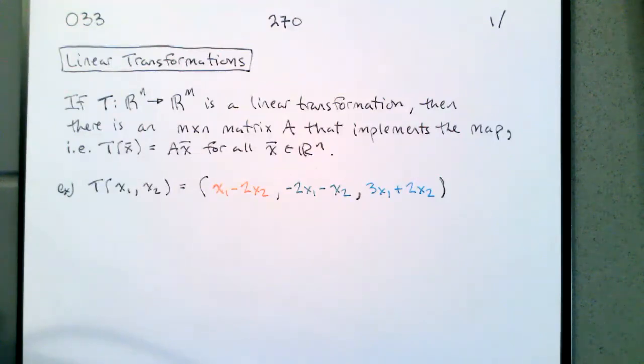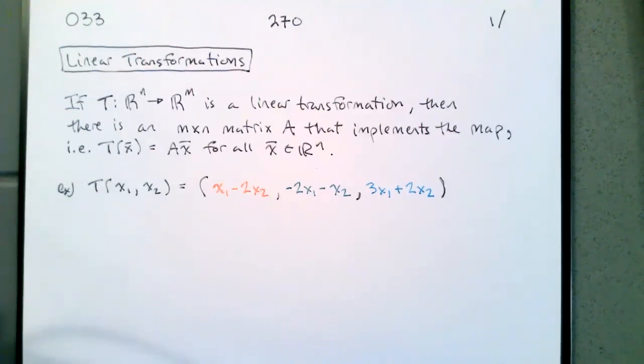So here's the claim that we're making today. If we have a linear transformation from Rn to Rm, there's an m by n matrix A that implements the map. That is, T of x is equal to A times x for all x in Rn. So let's take a look at an example.